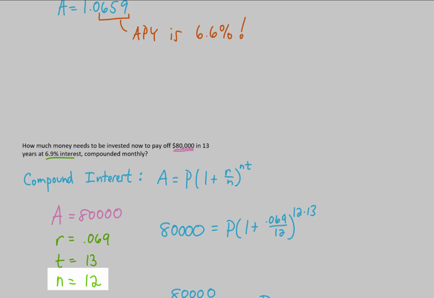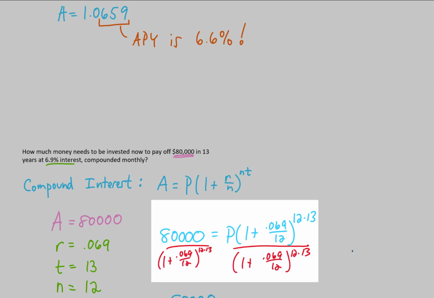If we plug all of those values into our compound interest formula, we get this right here. And you'll notice that P is the unknown in this problem. And I think that makes sense because we're trying to find the amount of principal that we need to put into this account to have $80,000 at the end of 13 years. So we need to solve for P. To do that, you may have seen earlier that what we need to do is divide both sides of the equation by this big messy expression next to P.